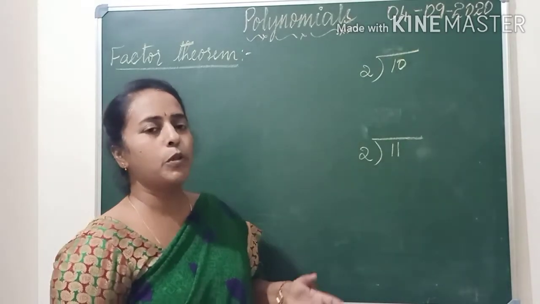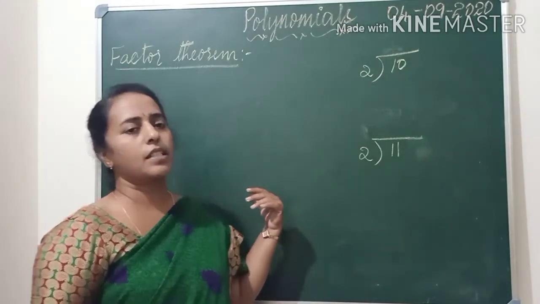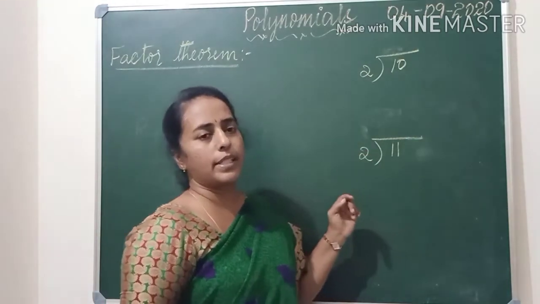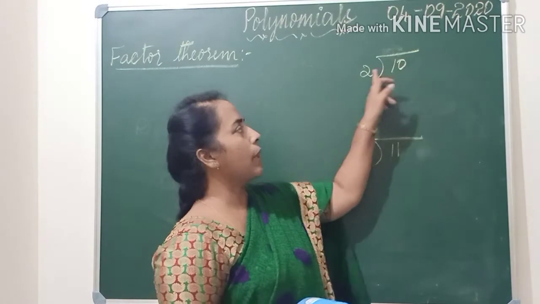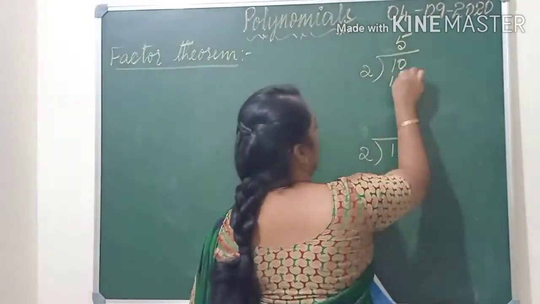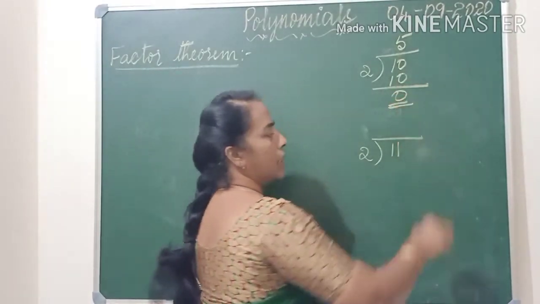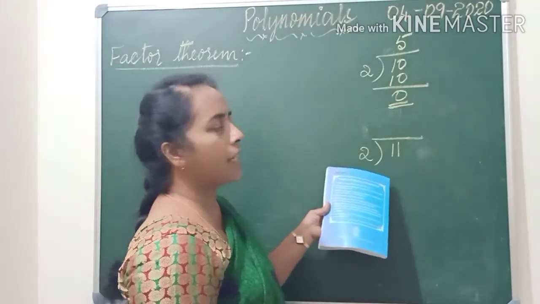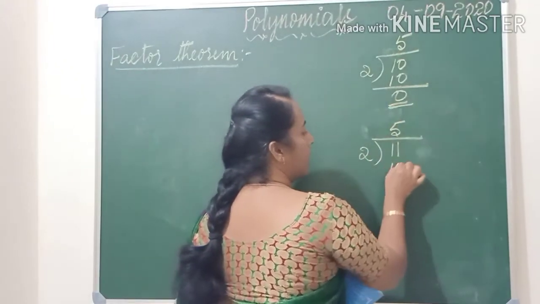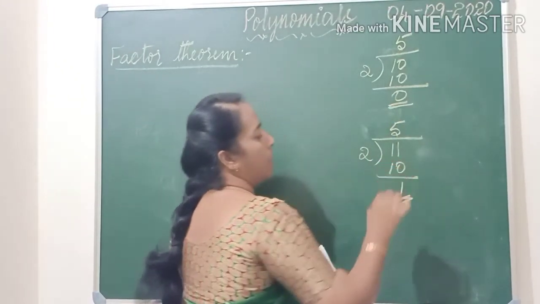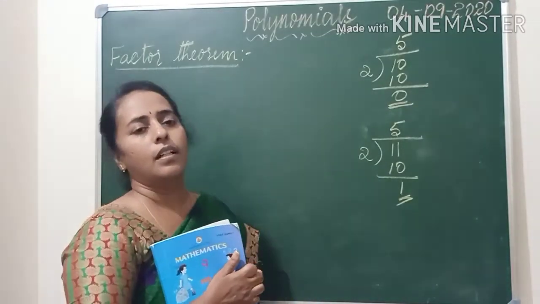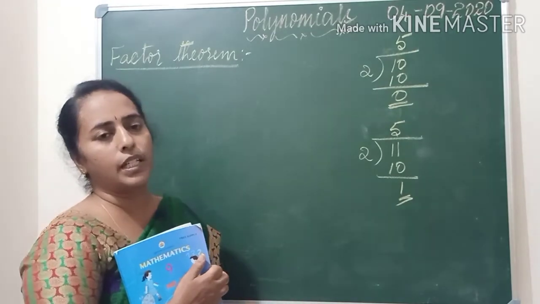So dear students, we'll move to the next topic, that is factor theorem. So before that, I have taken two examples here. Divide 10 by 2. What do you get? 2 5s are 10. What is the remainder? Remainder is 0. I have taken another example. Divide 11 by 2. Here also 2 5s are 10. Remainder is 1. So in which case is the divisor 2 a factor of the given dividend?